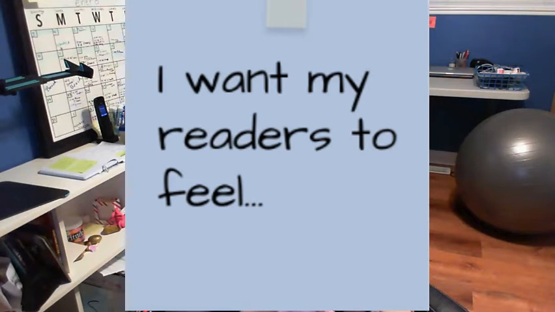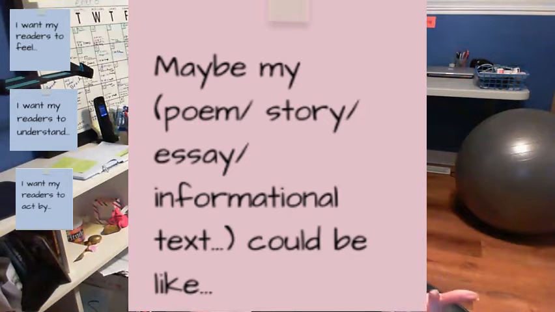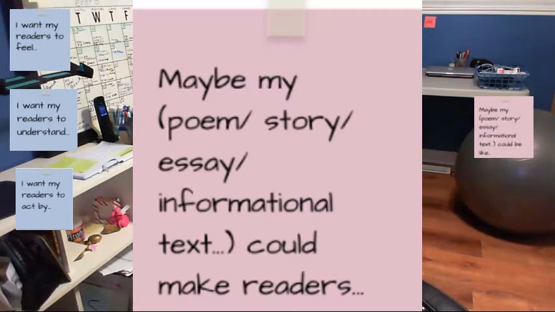When thinking about intentions for writing, you might try these kinds of prompts to really spark your thinking. You might think about: I want readers to feel, I want readers to understand, I want readers to act by. Maybe my piece could be like, or writing a piece like this could make readers.